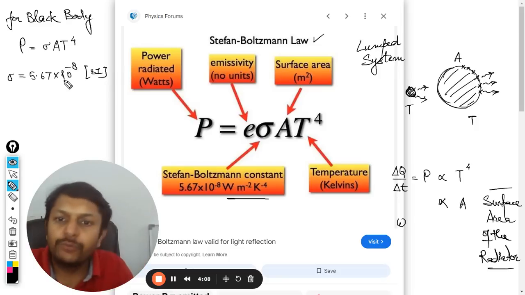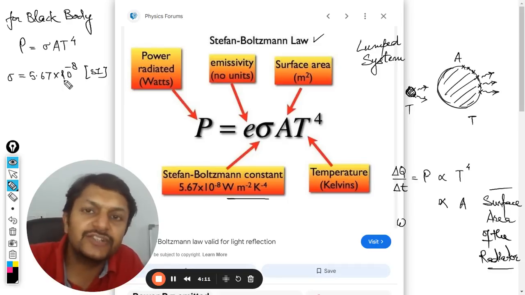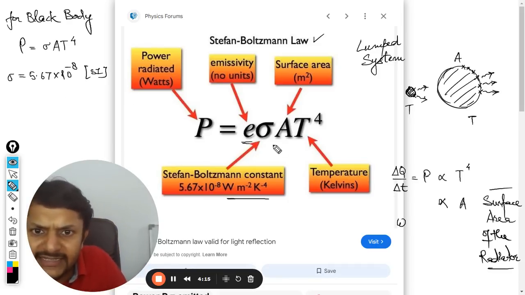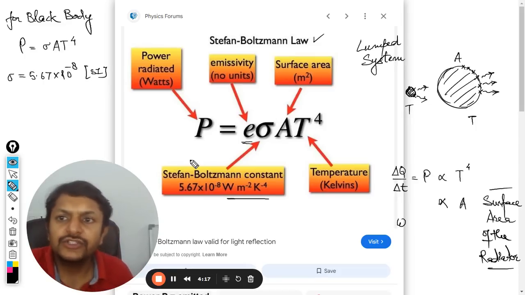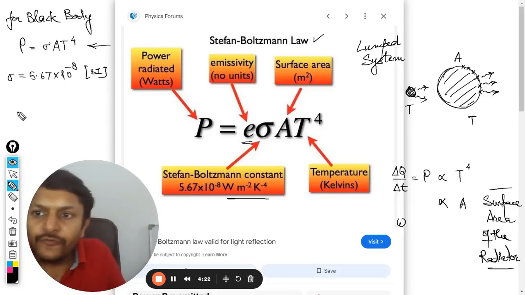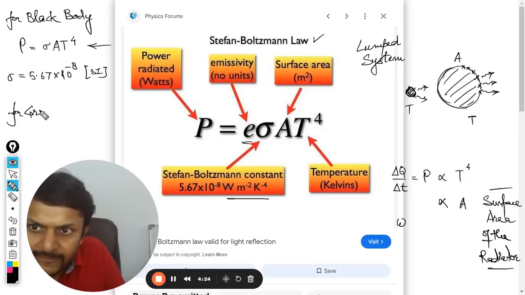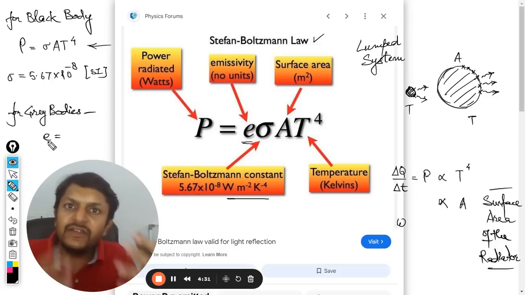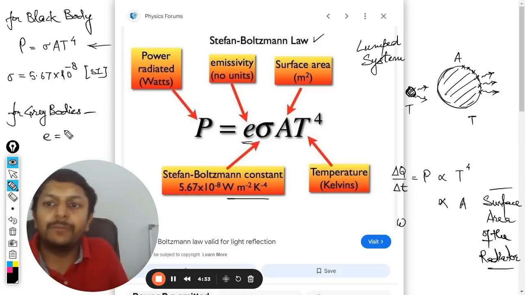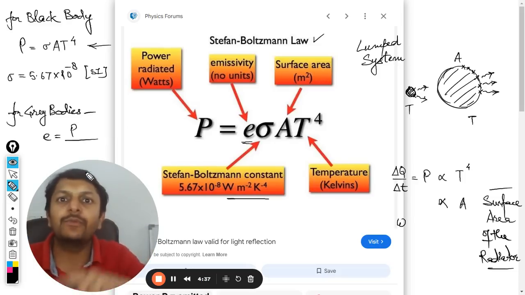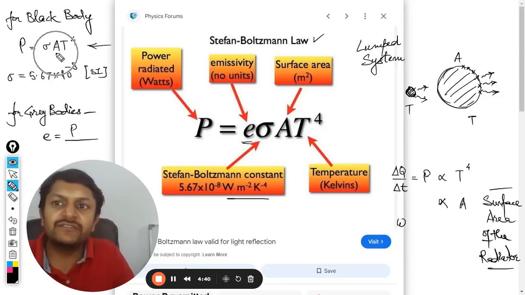So this is the Stefan Boltzmann law, and the Stefan Boltzmann constant should be given in the data booklet. Now what next? Now what is this E, and from where is this coming? So this is for the black body. What about the gray bodies? So for gray bodies, we have already defined emissivity. Emissivity is the power radiated by a gray body divided by the power radiated by the black body at the same temperature, which is given by this formula.